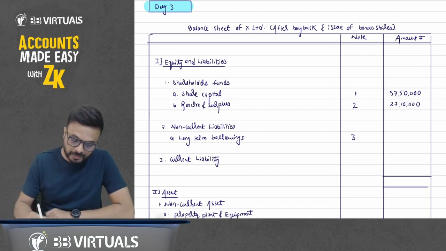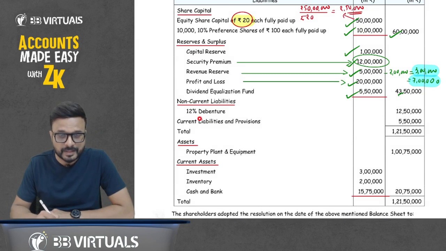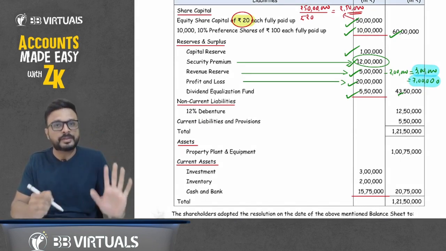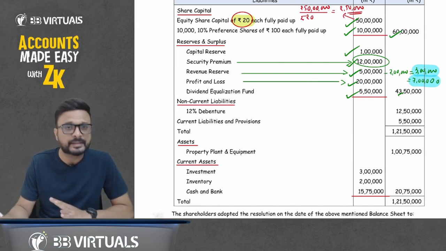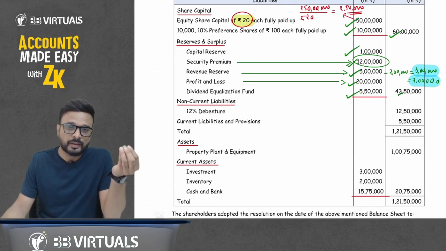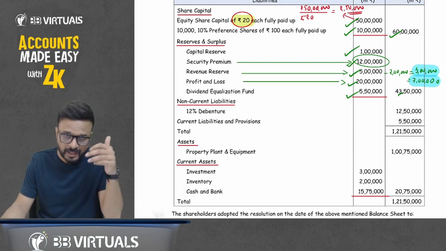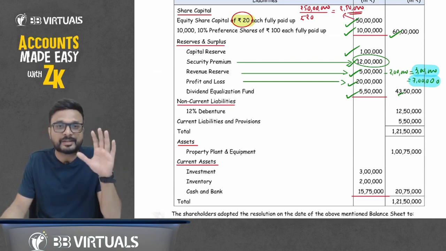The next item is long-term borrowing. So what is long-term borrowing? Under non-current liability in debentures, there are different headings, and one of them is long-term borrowing. We'll discuss the different headings in the financial statement chapter. But what is long-term borrowing? Any borrowing which is repayable after 1 year is long-term borrowing. Generally debentures are for the long term only. That's why we call 12% debenture long-term borrowing.